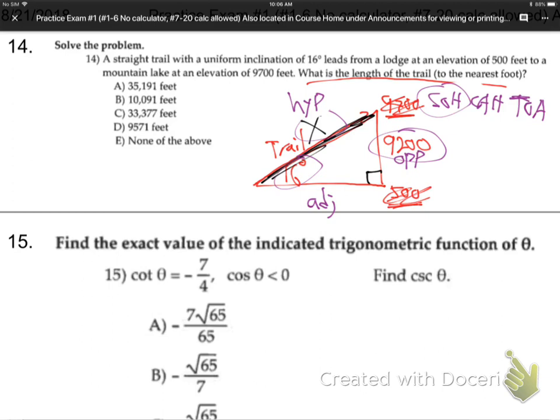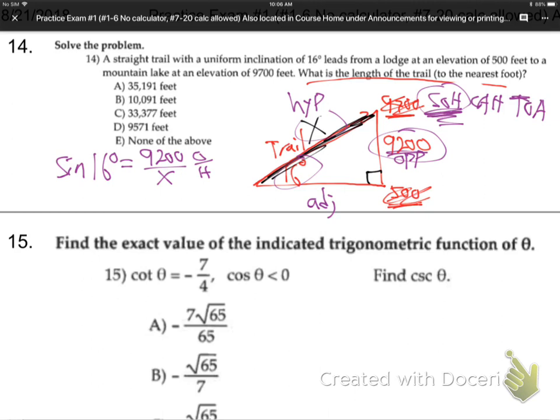Sine involves opposite and hypotenuse, doesn't it? See that? So therefore, the sine of 16 degrees is 9,200 over x. Opposite over hypotenuse. Sine is opposite over hypotenuse.